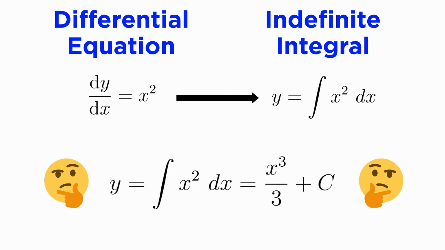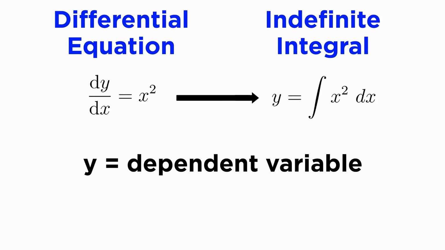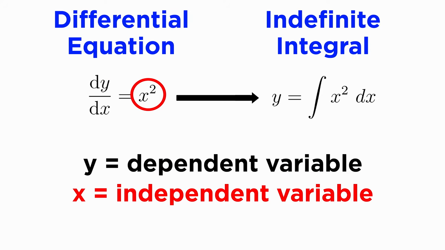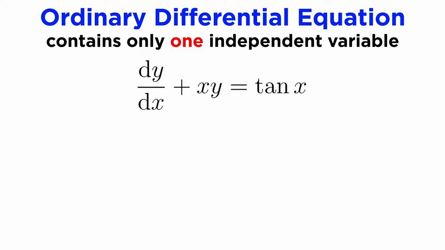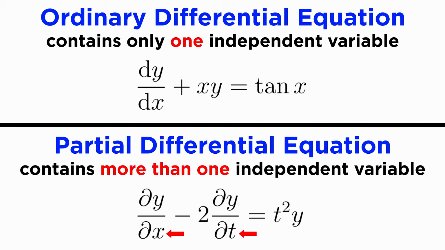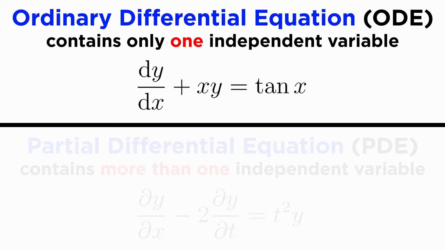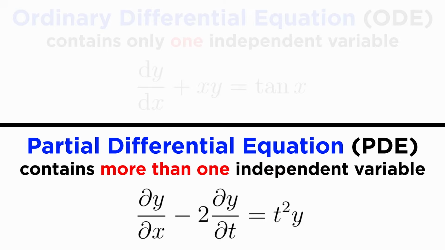Not all differential equations can be solved so easily, and we'll need some new terminology to describe all the types of DEs that we could possibly encounter. The dependent variable is what we want to solve for. In the previous example, that's the letter y, which was a function of x, which is the independent variable. We say that a DE is ordinary if there's only one independent variable, or partial if there's more than one. In this series, we'll start with ordinary differential equations, or ODEs, before moving on to partial differential equations, or PDEs.